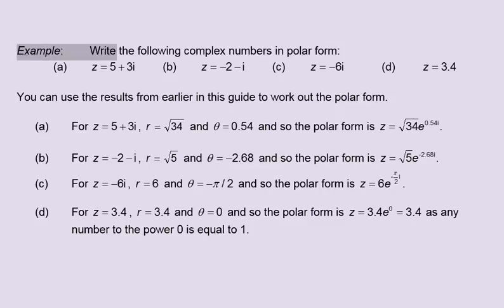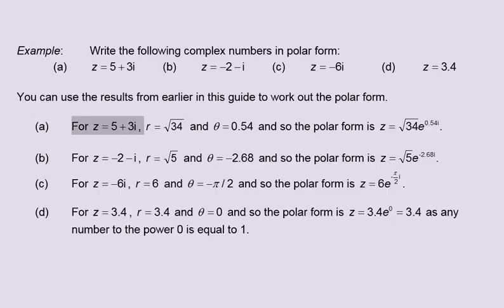Example: write the following complex numbers in polar form. A. z equals 5 plus 3i. B. z equals minus 2 minus i. C. z equals minus 6i. And D. z equals 3.4. You can use the results from earlier in this guide to work out the polar form.